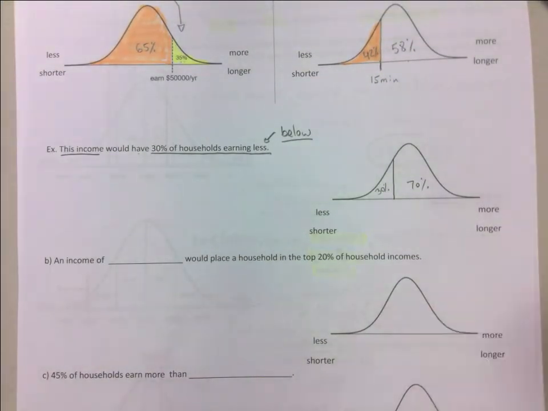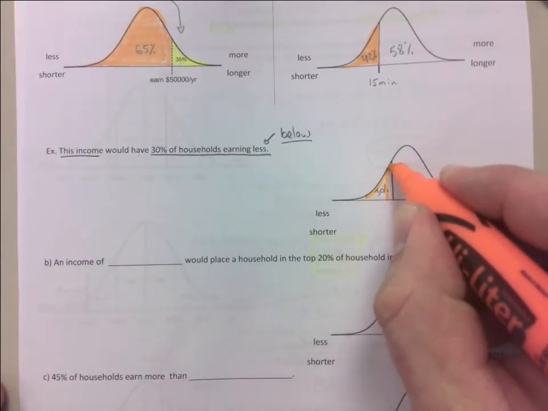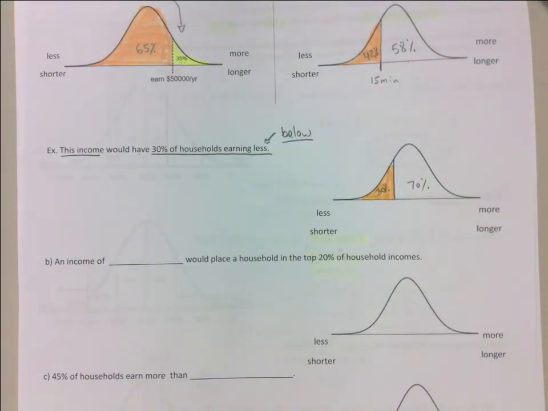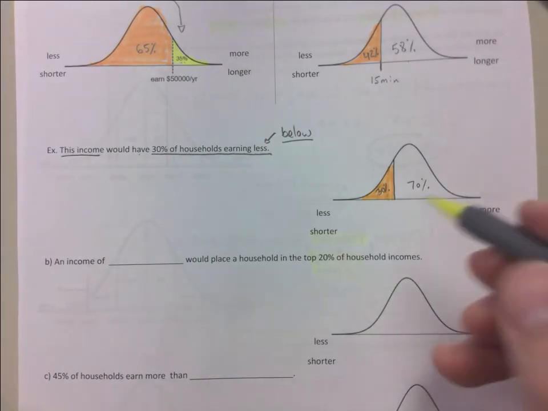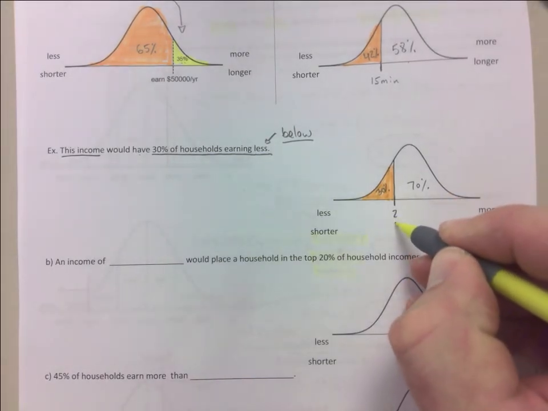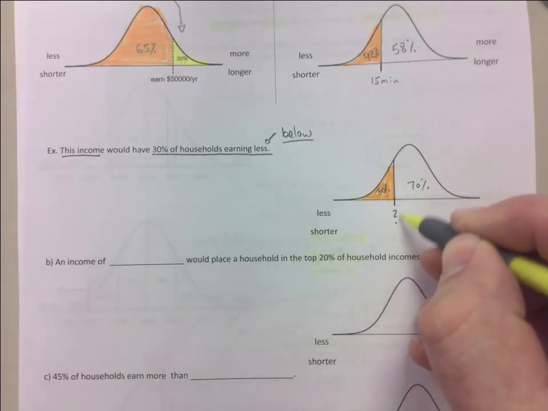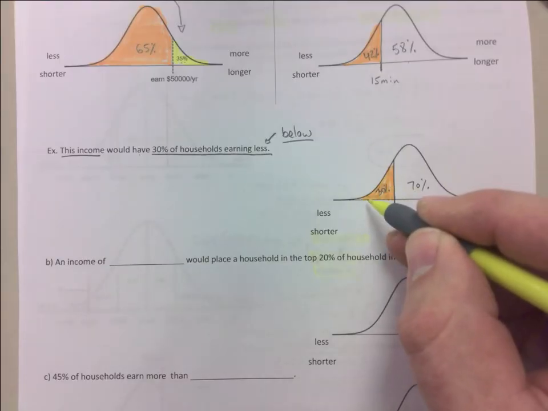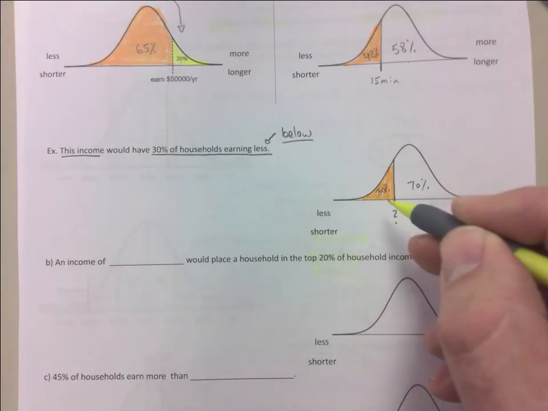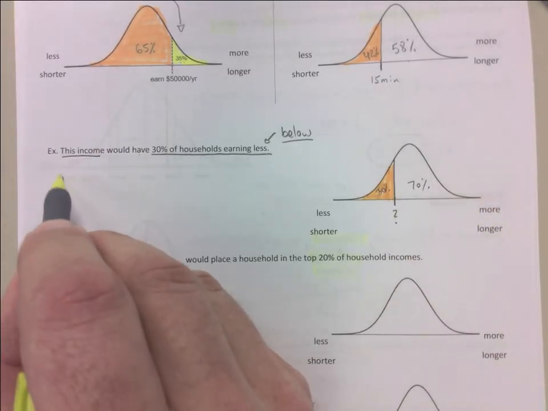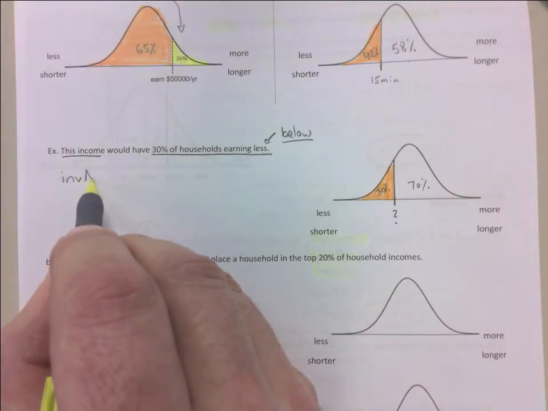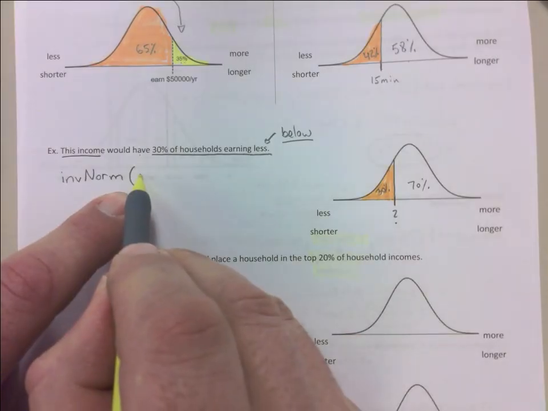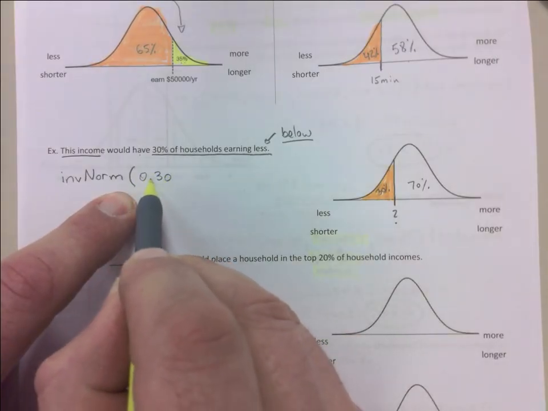Inverse norm does not care about the 70, to be honest. I might ask you for it at times, but inverse norm cares about this one. It only cares about what's to the left. And you're asked, what is that income? Like, what is this value here that would have 30% of families making less than it? What is that? So we can do this. Inverse norm. We're not going to feed 30%. We're going to feed 0.30. Remember that.